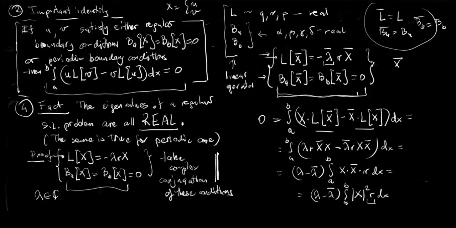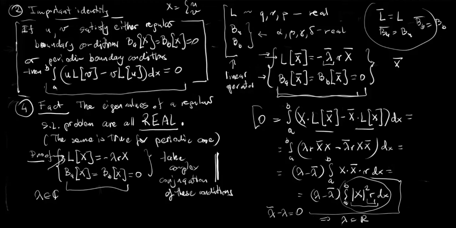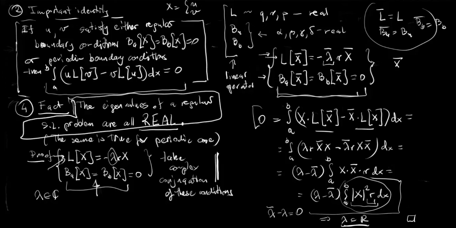But now r is positive and x is a non-zero solution to this problem, so therefore x squared is also positive, so there is a positive function here, so this thing never vanishes. So for this to be zero, lambda bar minus lambda must be equal to zero, and therefore lambda must be real. So what we have proven here is that if we have an eigenfunction of the Sturm Liouville problem corresponding to an eigenvalue, this eigenvalue must be real if we are in the setting of regular Sturm Liouville problem. The same is true in the periodic case, but I will not prove it. So from this we know that all eigenvalues of the regular Sturm Liouville problems are real numbers.